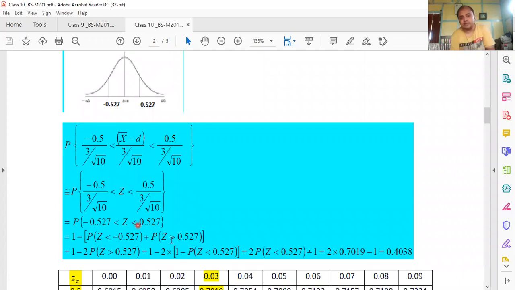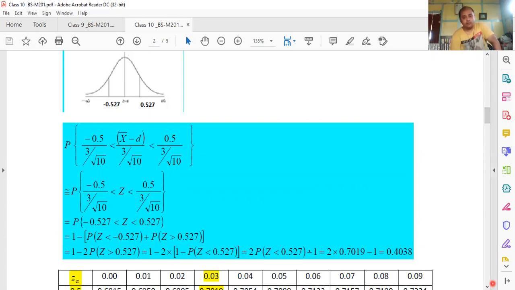I'm not going to repeat the things because you already know them. I have already discussed these things elaborately in my previous sessions. So to be very brief, I have divided all the sides by 3 by root over 10, and 3 by root over 10 is a positive quantity, so the inequality is not changing, and we are getting the points minus 0.527 and plus 0.527.